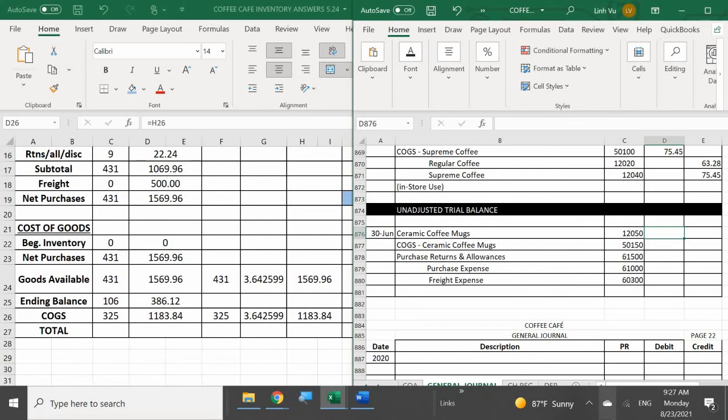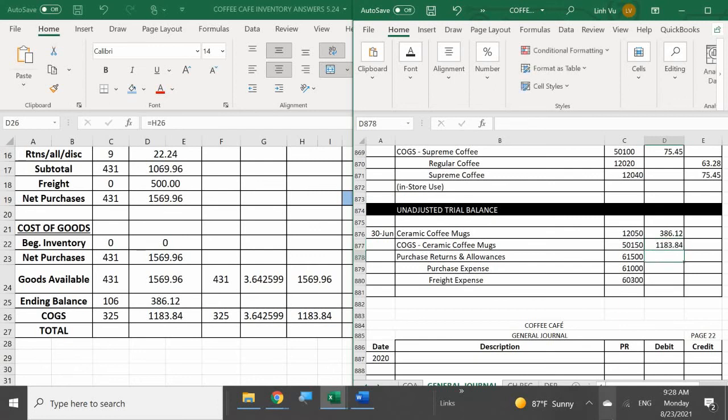$386.12. So that's the cost of goods sold on our inventory. That's our ending inventory. So what's the cost of goods sold for their ending inventory? I mean, sorry, what's the cost of goods sold of the coffee mugs that we sold? 1,183.84.